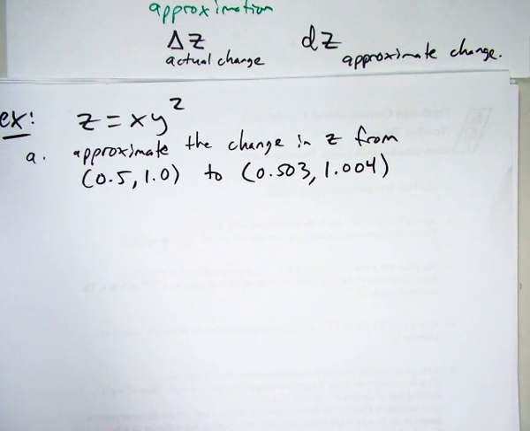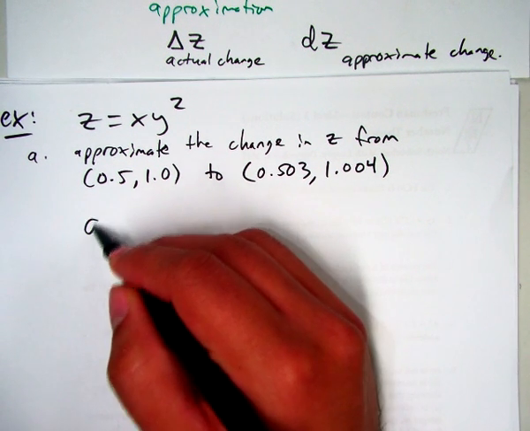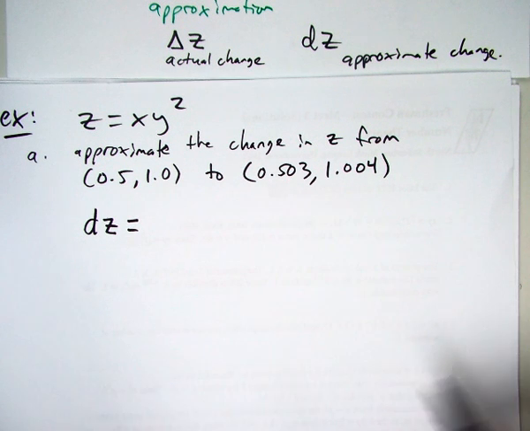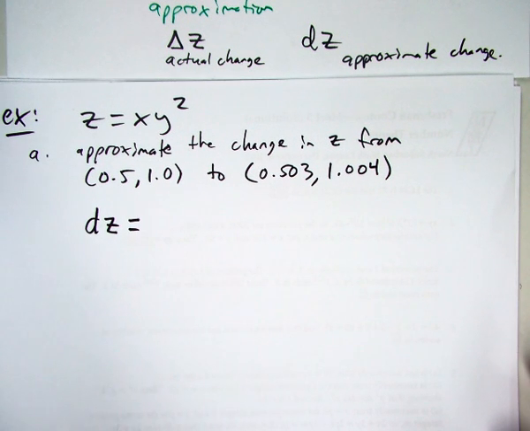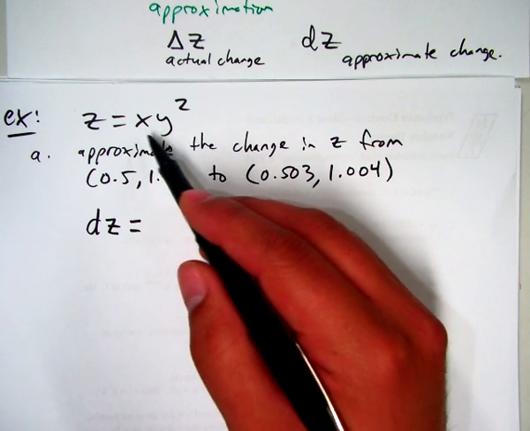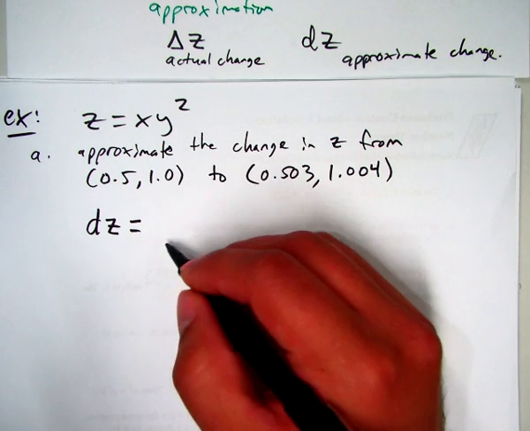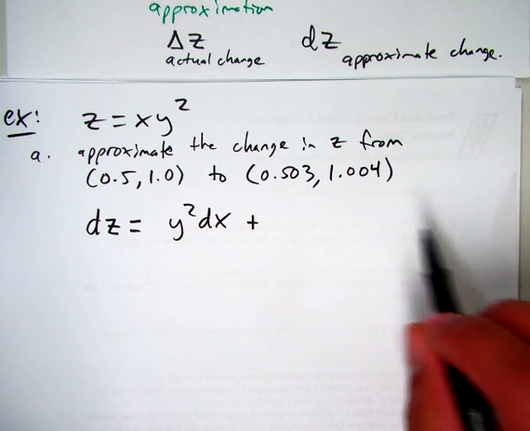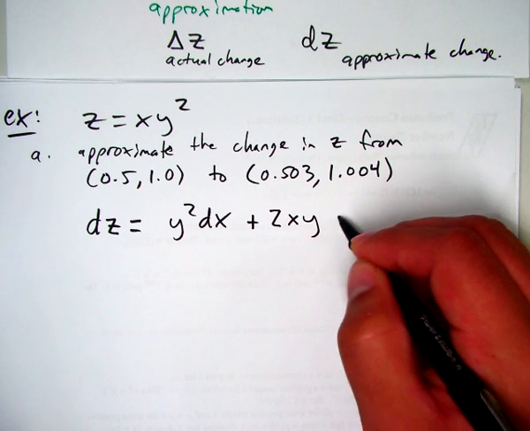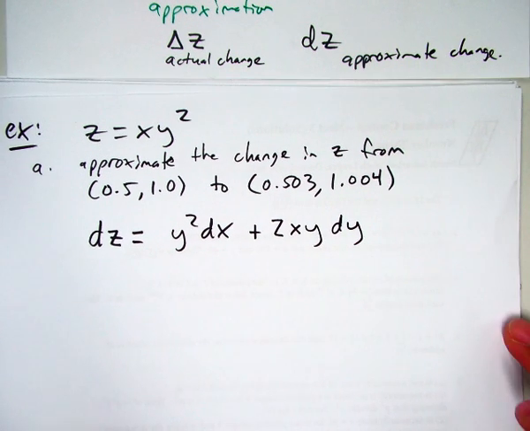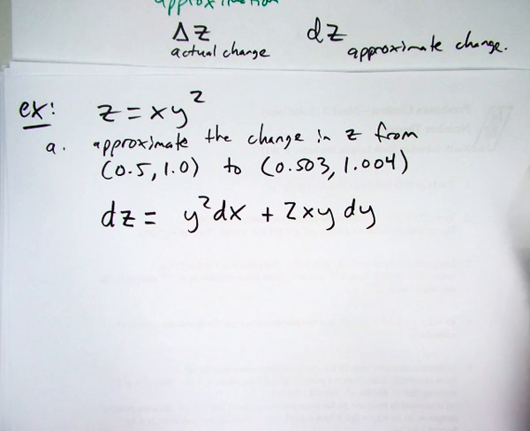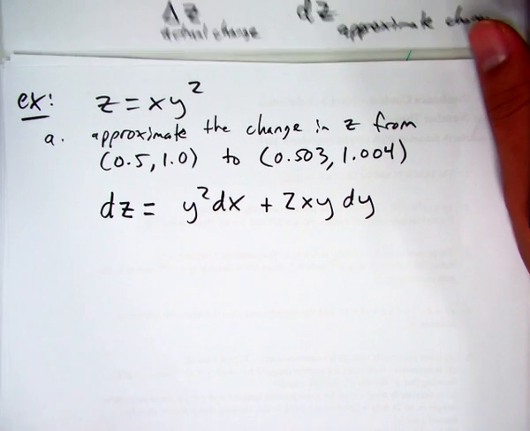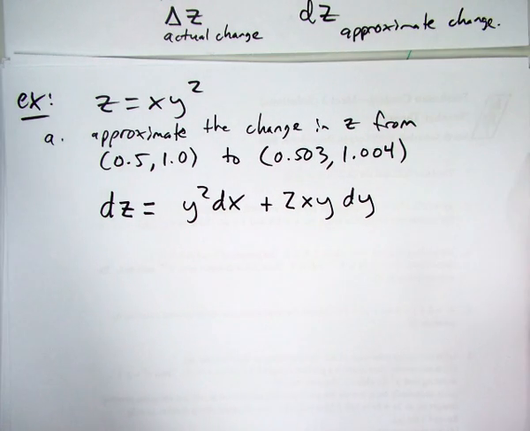So let's find the total differential. That's what we do first, which was partial x. So in this case, partial x is y squared dx plus partial y, which will be 2xy dy. And we're going to be dealing a lot with this kind of thing in diffie-q, but for now we'll just treat it the way it is. So this is our total differential.